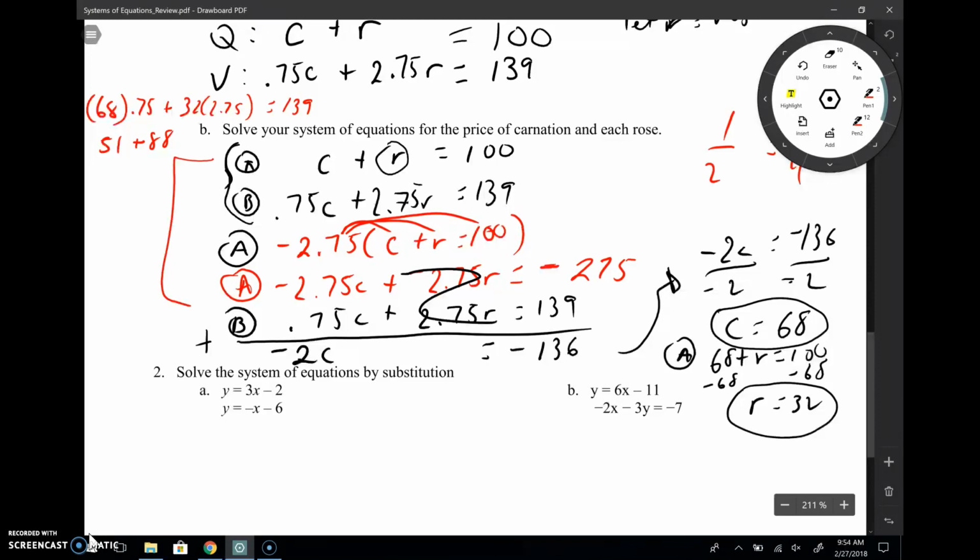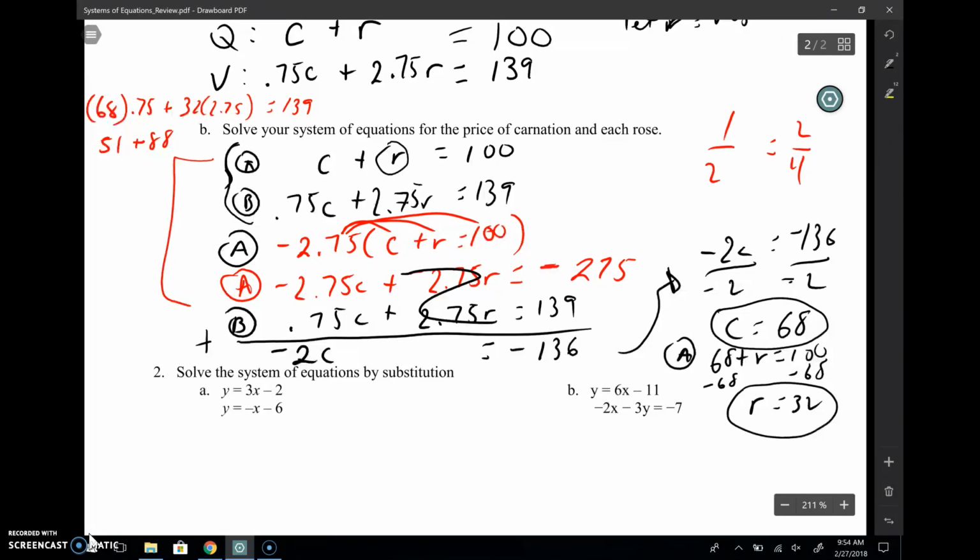So my answer is correct. I do have the right combination: 68 carnations and 32 roses. And that's how you do systems of equations through elimination. Okay, now if you did the substitution, I hope you got the same answer.